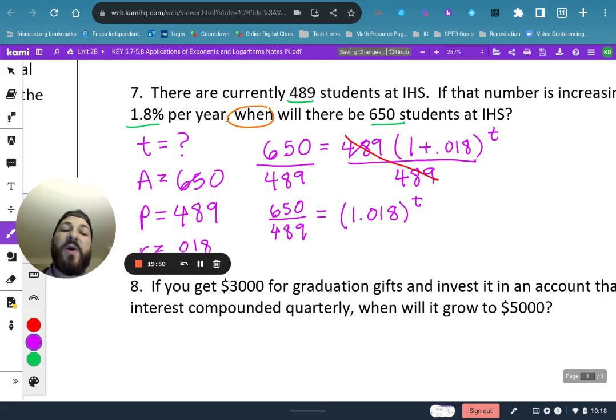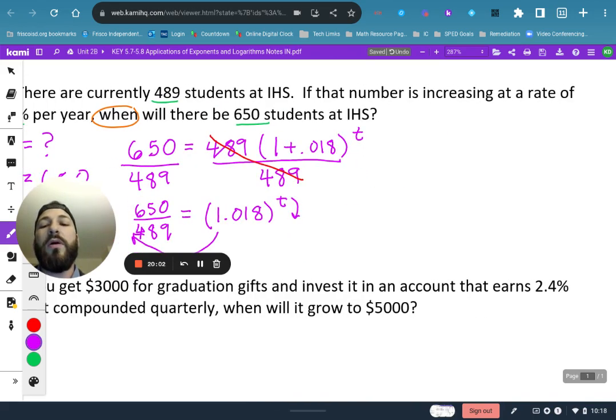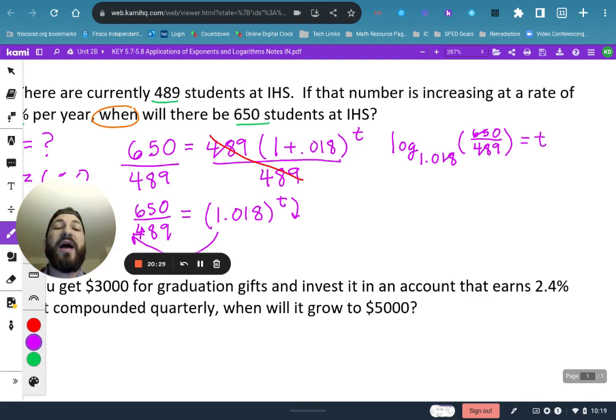So now our exponent based raised to the exponent, it's all by itself. So I can go ahead and do my hook method, hook my base over to the left side, exponent's going to drop down, and I'm going to end up with this new log-based equation. The log with the base of 1.018, and of course of 650 divided by 489, and that is equal to our t, our time variable. So I have t completely by itself, which means this is what I can now type into the calculator.